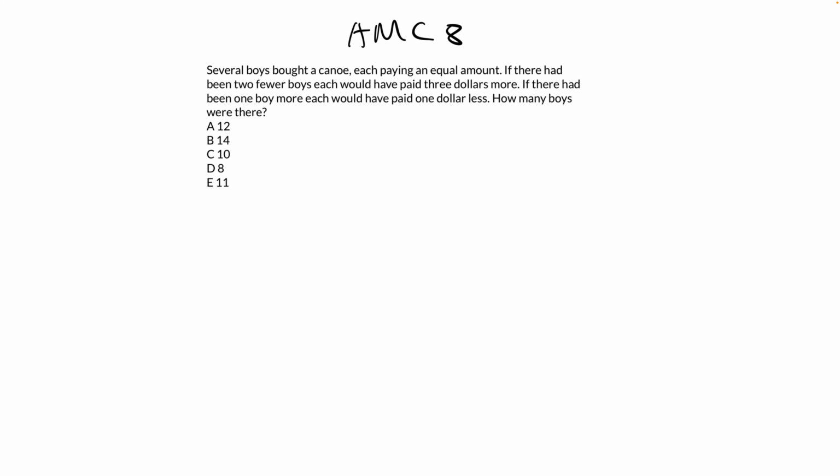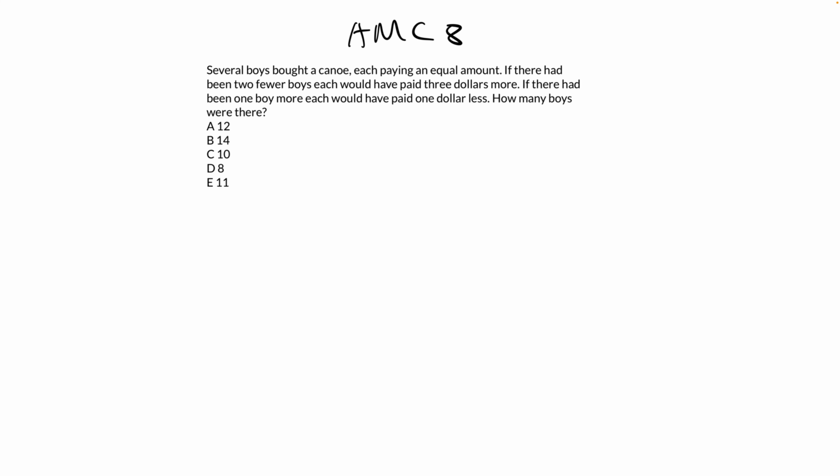There. Several boys bought a canoe, each paying an equal amount. If there had been two fewer boys, each would have paid $3 more. If there had been one boy more, each would have paid $1 less. How many boys were there? So this problem is approachable in many ways. We shall do it this way.